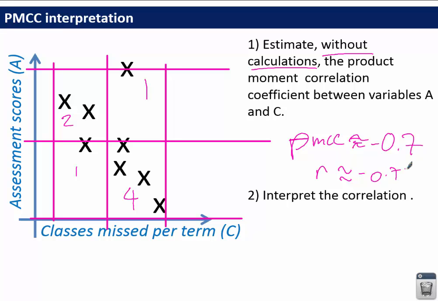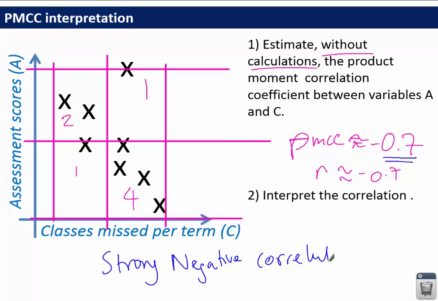Second part of the question asks to interpret the correlation. Now, for this, we need to consider key things. We need to say this is going to be a negative correlation. We're also saying this is minus 0.7, so we're going to say a strong negative, better English, strong negative correlation. Correlation is the key word here. We also need to reference what these two variables are on the axes.